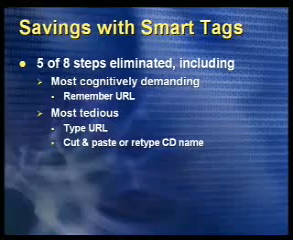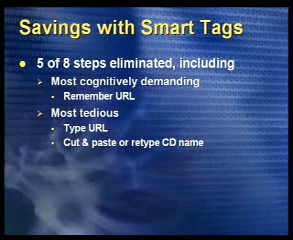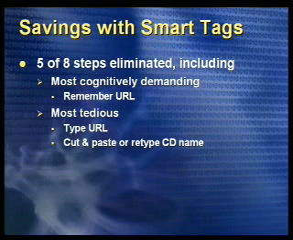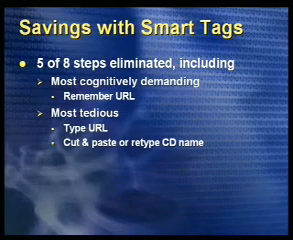So if we enabled this, then we'd get 8 of the steps from the initial task of buying that CD down to a mere 5. And in particular, we'd save some of the steps that were most onerous. In particular, we'd save the most cognitively demanding one, the one that requires the user to remember the name of the CD shop.